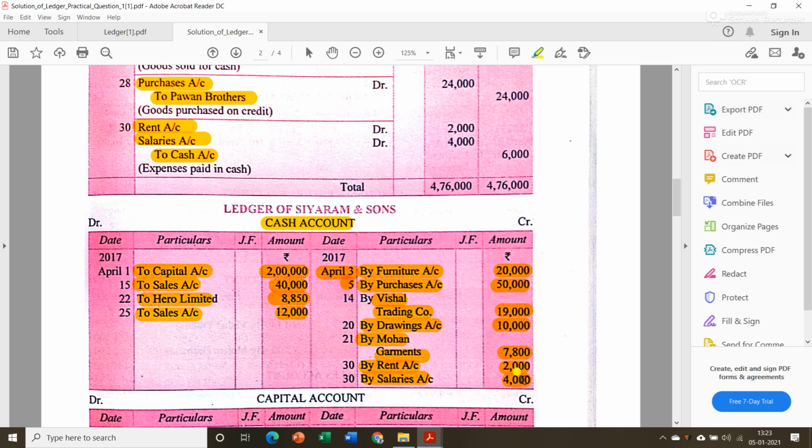very easy. Okay, so now illustration 1 has been done, and I hope you understood this topic as well as ledger, how to prepare ledger accounts. I hope it is clear to you. Okay, if you have any doubts, then you can contact me, but keep practicing.